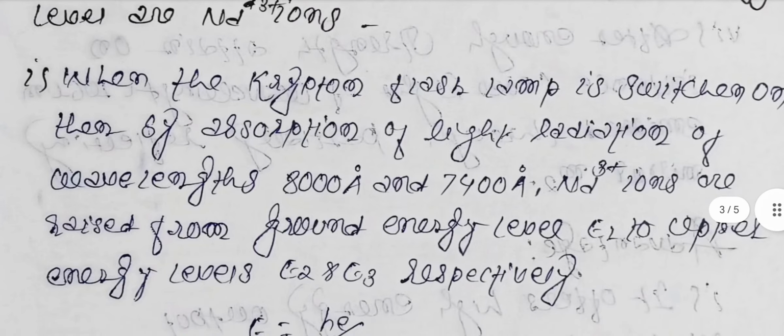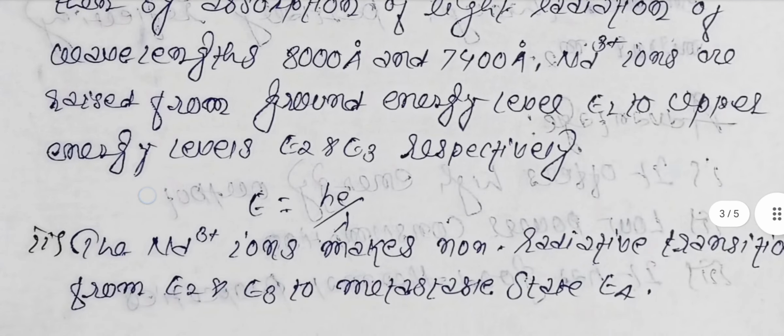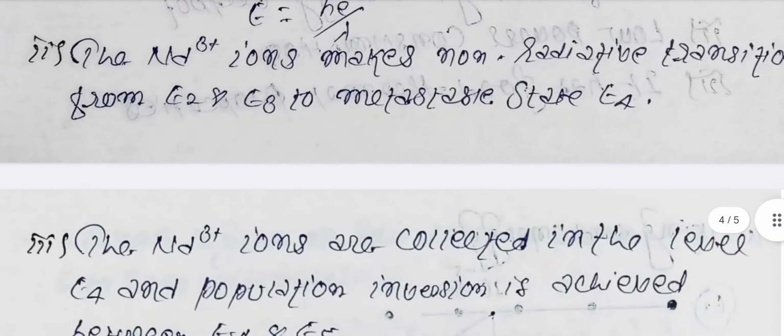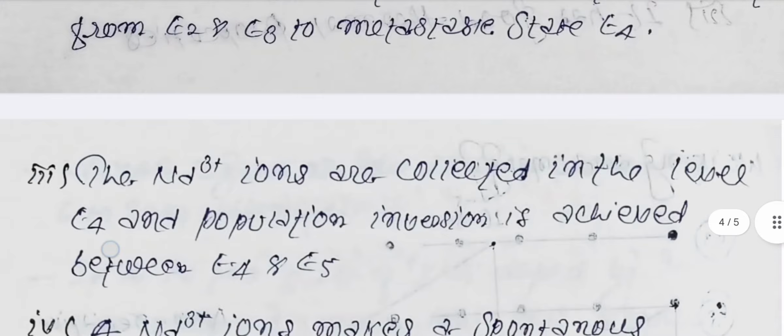First, when the krypton lamp is switched on, by absorption of light radiation of wavelengths 8000 Angstrom and 7400 Angstrom, Nd3+ ions are raised from the ground energy level E1 to upper energy levels E2 and E3 respectively, E = hc/λ. Second, the Nd3+ ions make a non-radiative transition from E2 and E3 to the metastable state E4.